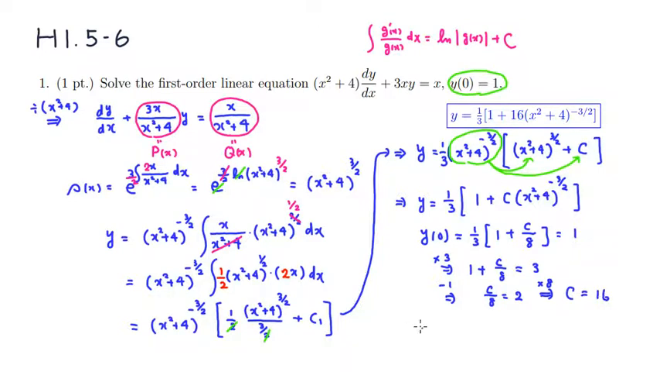Therefore, we have y is equal to 1/3 times 1 plus, c came out to be 16, and the quantity x squared plus 4 raised to the negative 3/2 power. And I think that's what we have here. That's it. I hope that this was clear.